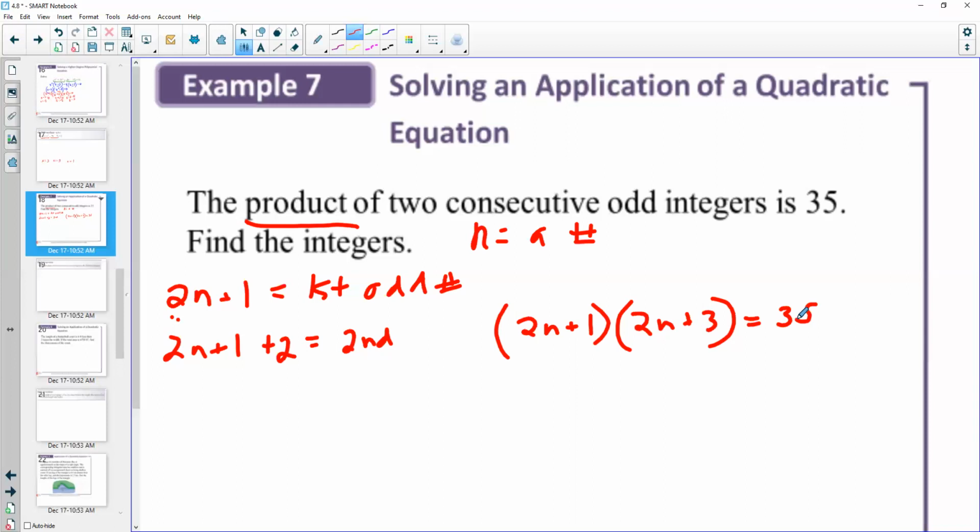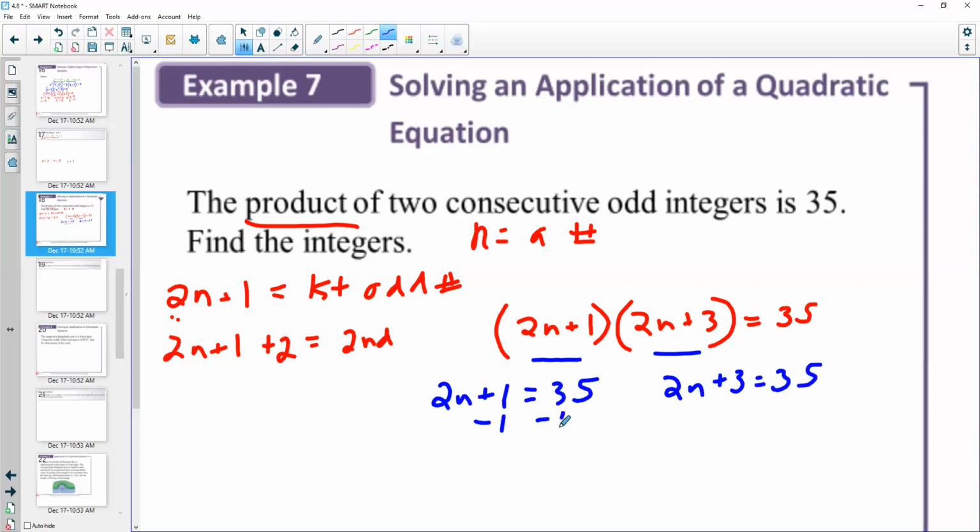Well, I have to FOIL, don't I? So let's see. Product, 4n squared. Or do I? Here's the thing. What do I have? I have a product, zero product rule. So I could say 2n plus 1 equals 35, and 2n plus 3 equals 35, and solve. Let's see what I get. N is 17.